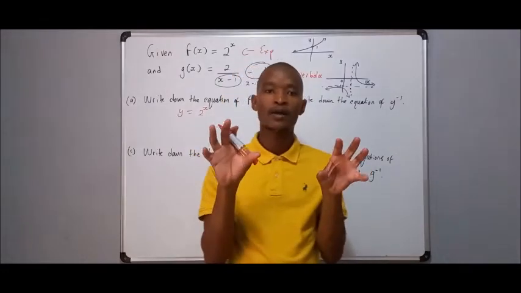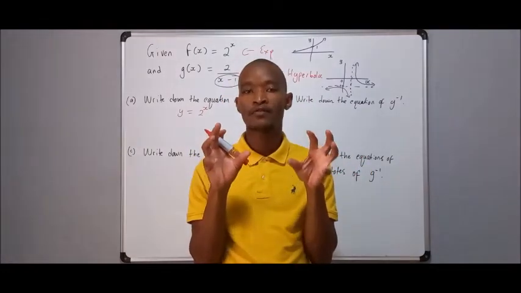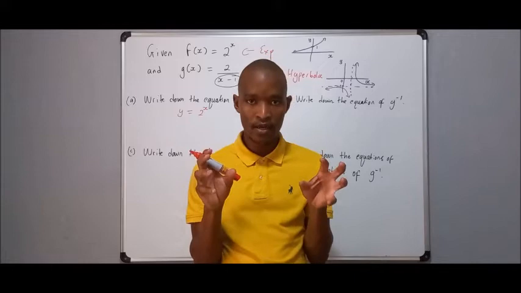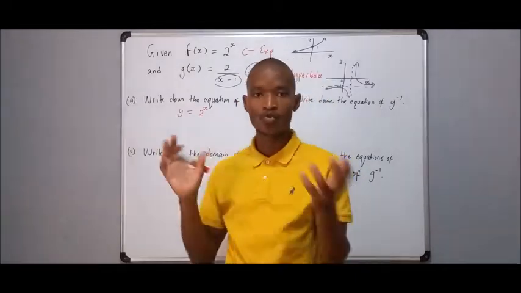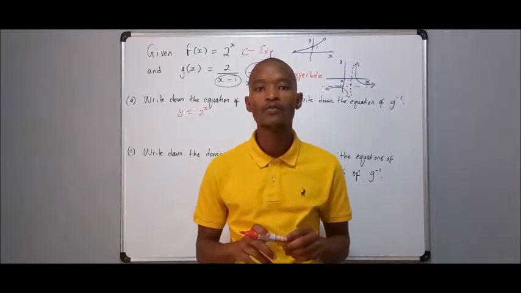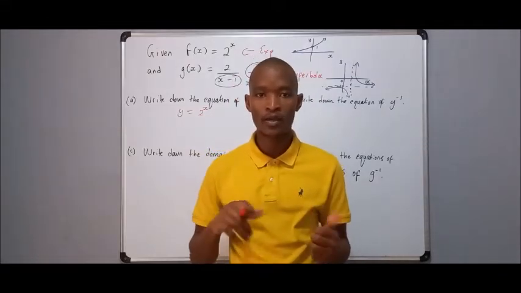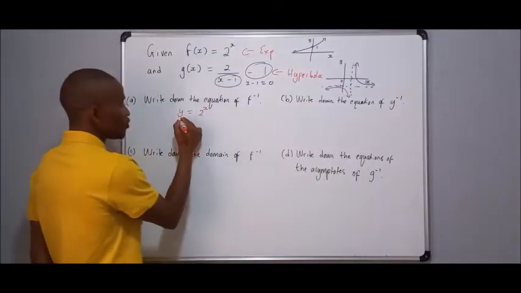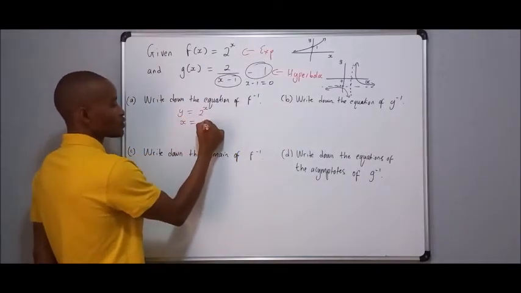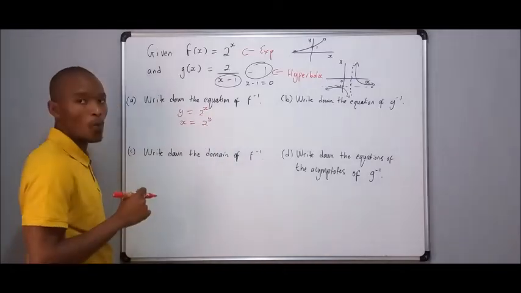So x and y are your set of coordinates in the Cartesian plane. So when you want the opposite of y equal to something, you swap your variables. Your x becomes the y, your y becomes the x. And that is why we say we start that way. X is equal to 2 to the power of y.